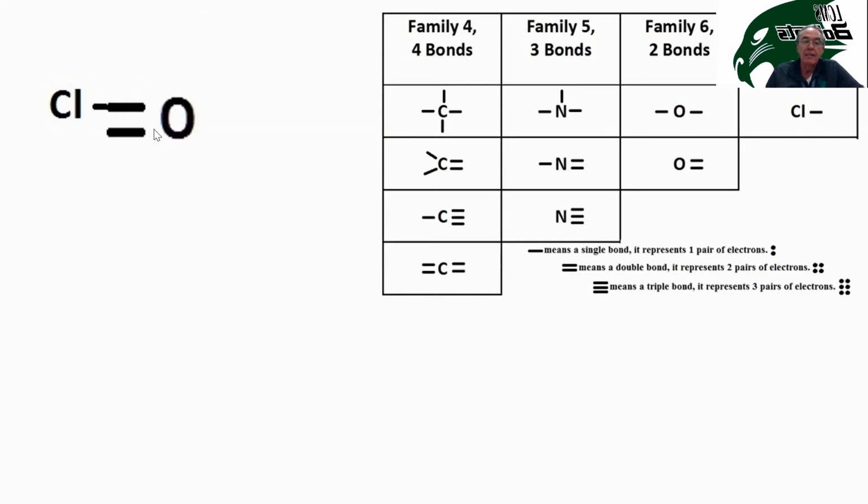Okay, this does not work. Chlorine can share a single bond, and the oxygen needs to share a double bond this way, so that the oxygen could not bond to the chlorine.